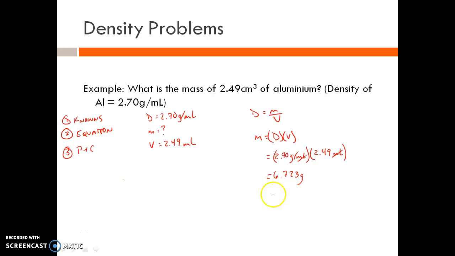6.723 grams. I have 3 sig figs in both of my givens, so I can only have 3 sig figs in my answer, 6.72 grams. So let's write one more step here that I didn't write down on the previous page. Number 4 is use sig figs.